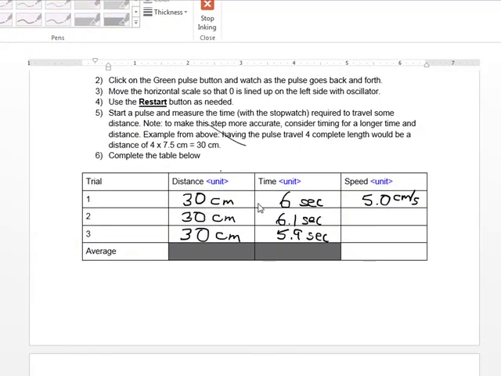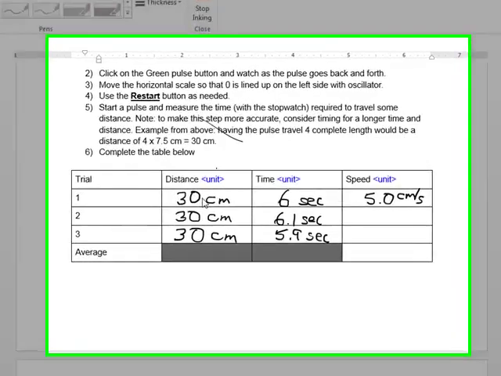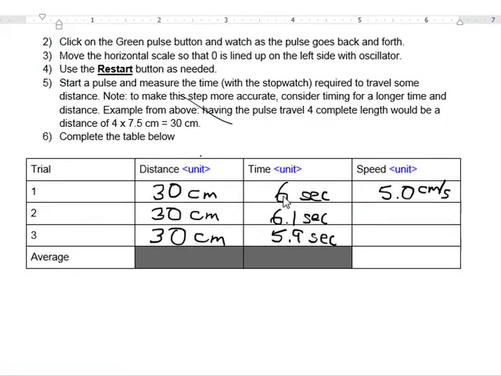So I've repeated these measurements. I changed the tension, so I ended up with a little bit different time than I originally showed you, but this will show how it's done. So I did stick with 30 centimeters. It took me 6 seconds. To figure out the speed I just take, again, let me get this writing again.